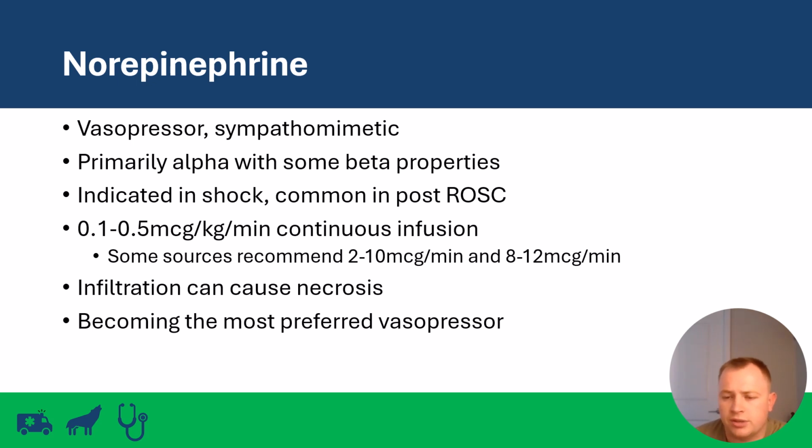Some literature or resources may recommend other starting doses. They may recommend 2 to 10 mics per minute or 8 to 12 mics per minute to start out with. So just do what your protocols say. But the textbook ACLS dose is 0.1 to 0.5 mics per kg per minute for your infusions. Also be cautious, because norepi can cause some necrosis when it gets into the skin or extravasates out. And again, this is becoming the most preferred vasopressor out there.